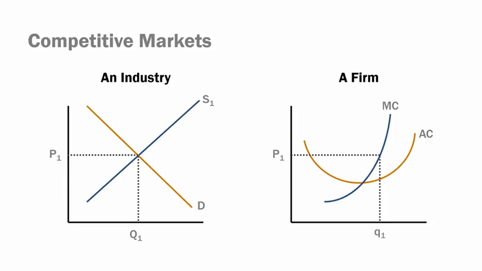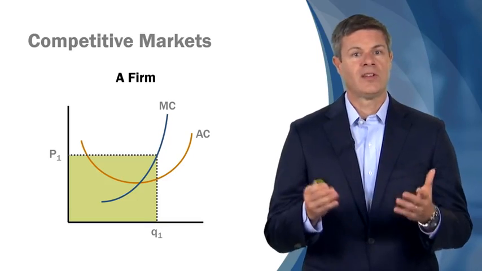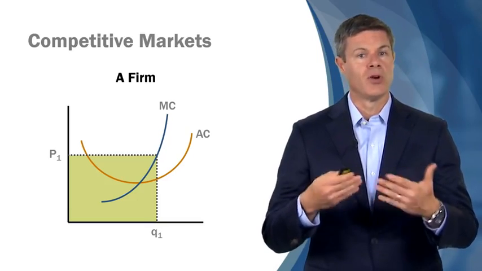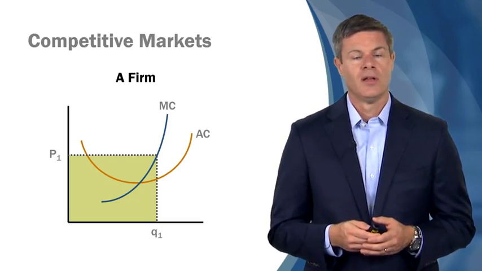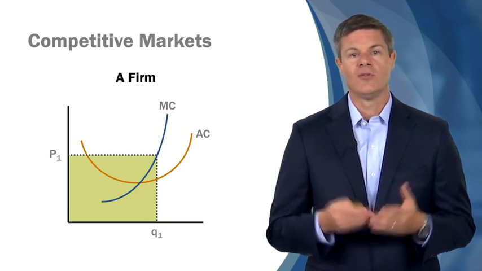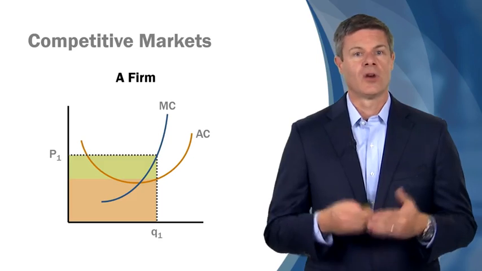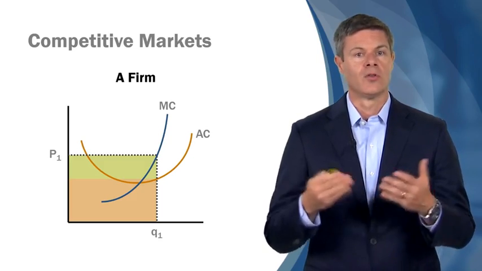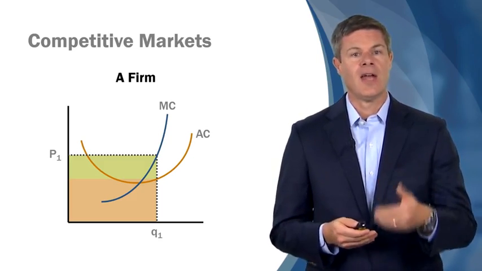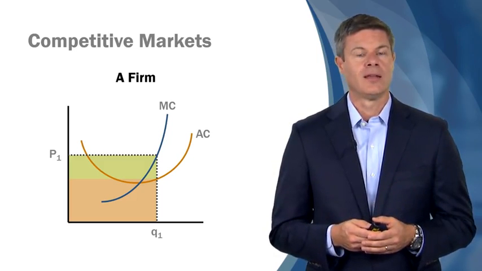P1 times Q1 gives you your revenue. This tells you the amount of money that you bring in from the sale of the t-shirts. Q1 times AC gives you your costs. This is your average cost times the quantity sold gives you your total cost. And that leaves then a profit left over at the end of the day.